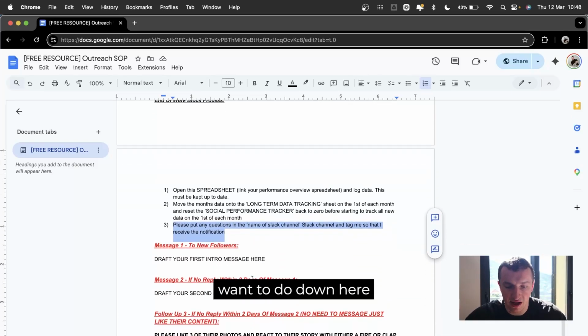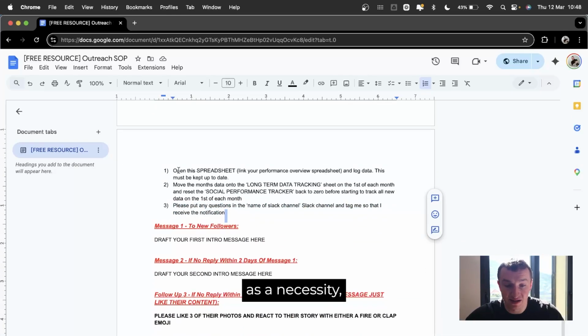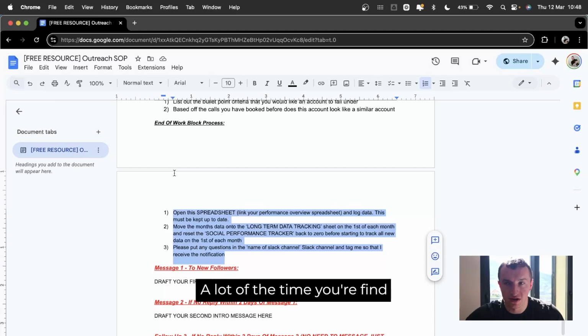What we then want to do down here is set this as a necessity, as a non-negotiable. A lot of the time you'll find when people are managing roles like this, they do the role, but they don't track the data. So if you set it as a necessity and it's the thing that they do when they end their work block or throughout their work block, that's how you get them to oblige to it. And it's a non-negotiable. If they don't do it, then they don't keep doing the job, because it's pointless doing the job if you're not tracking the data to go alongside it, because you can't manage it.